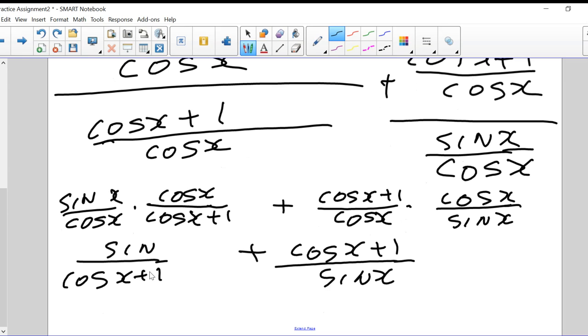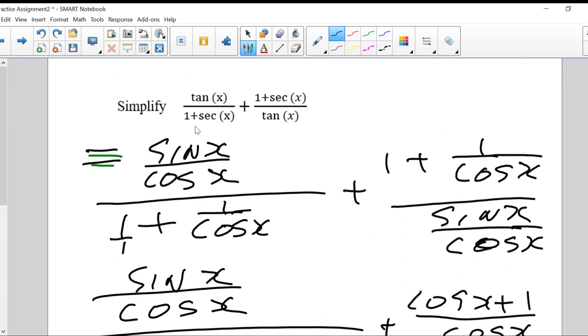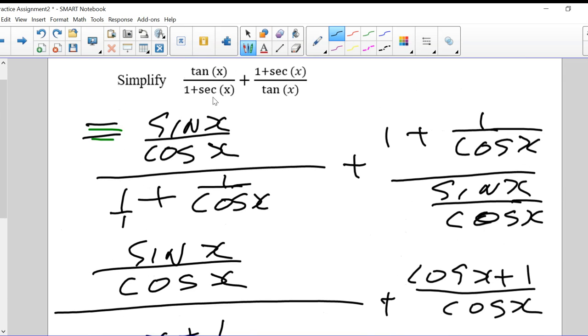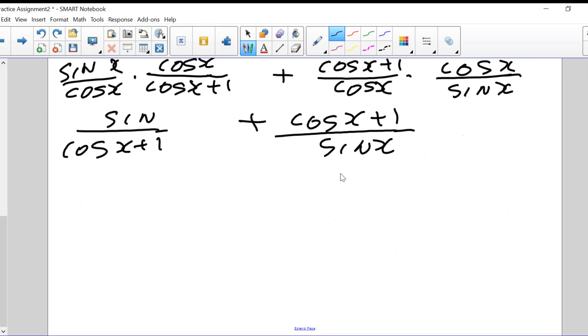Both of these make sense, because originally this was the reciprocal of this, right? It makes sense that when we're here, these two things are just reciprocals of each other. All right? So what do you think, folks? What do you think I'm going to do next?